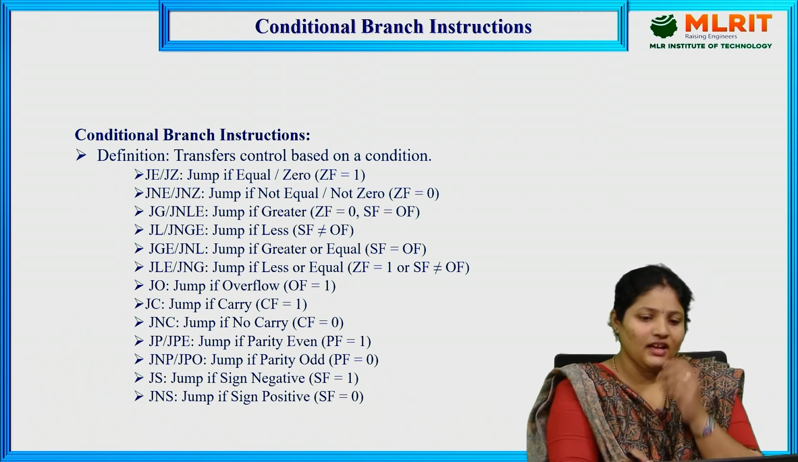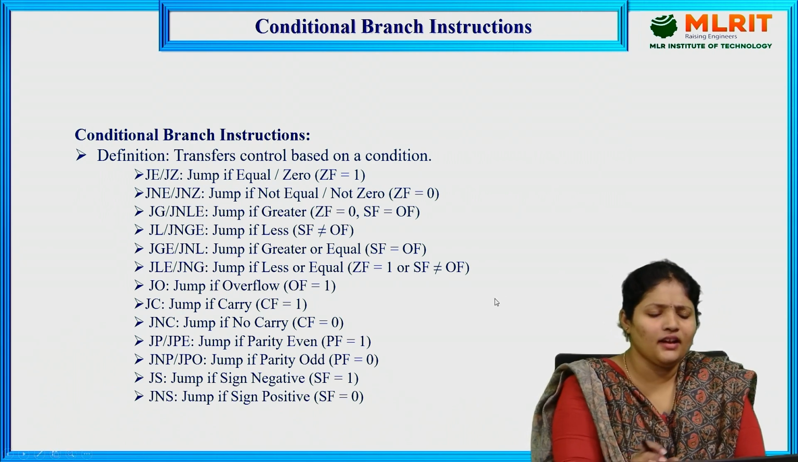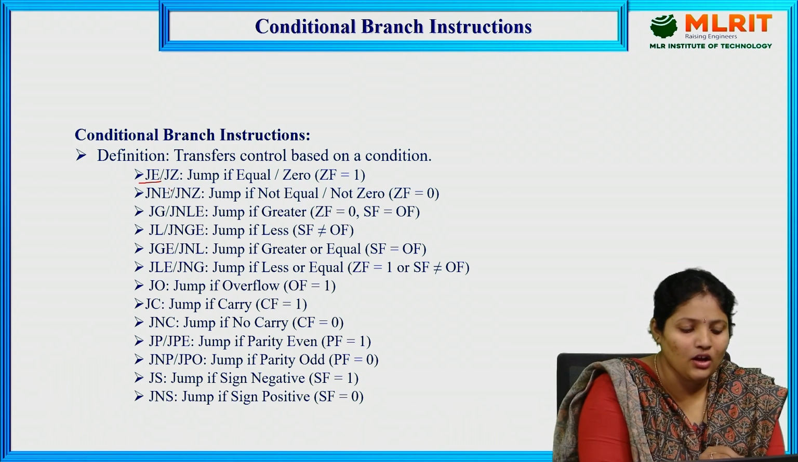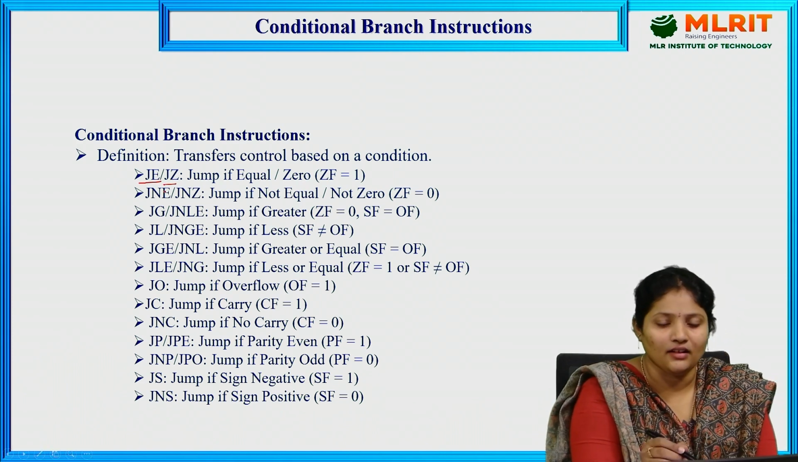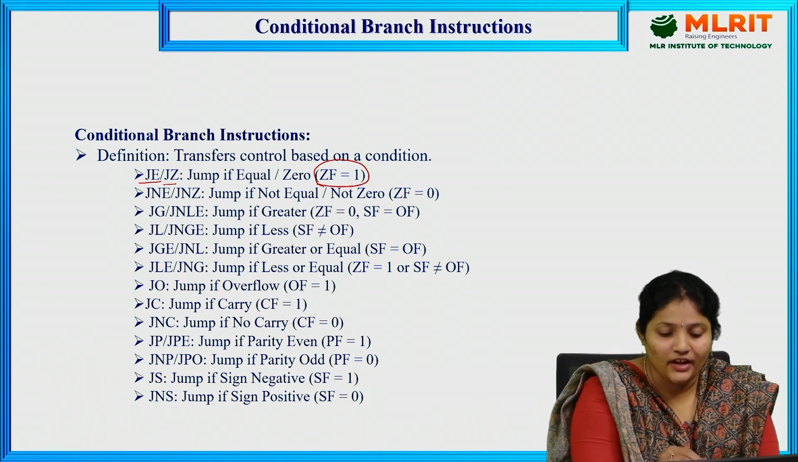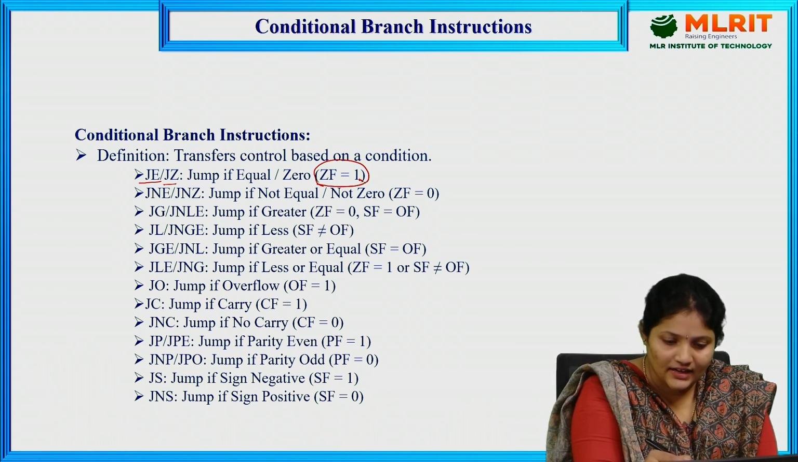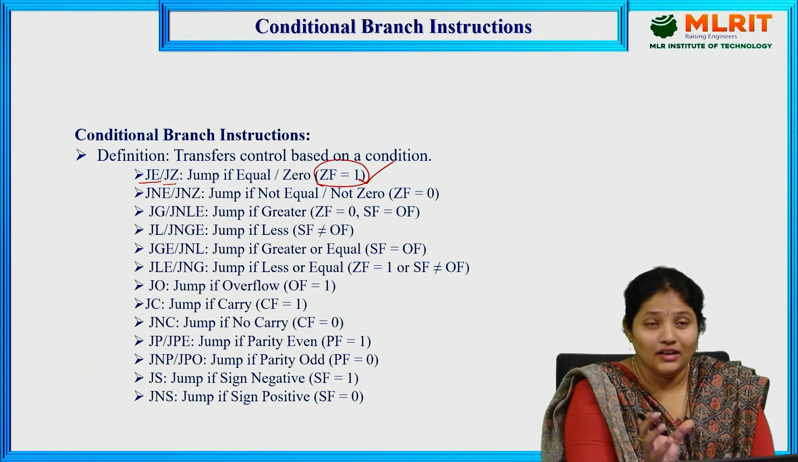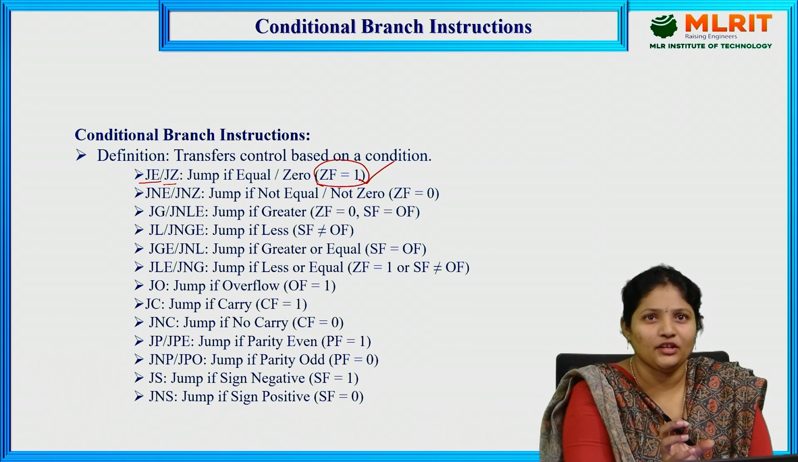Coming to the conditional branch instructions, there are a number of them. Here, jump if equal or jump if zero. It will check whether the zero flag is 1. If the zero flag is 1, then this condition will be satisfied and it will jump to that particular label which we have mentioned in the instruction.